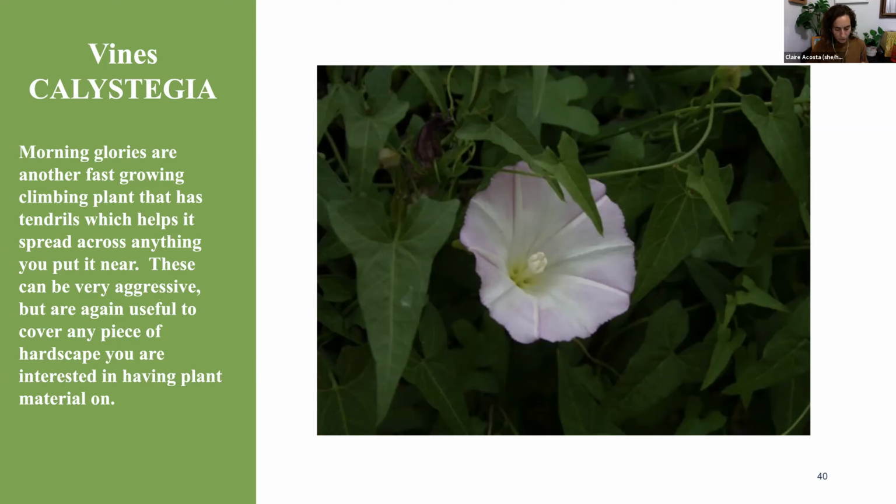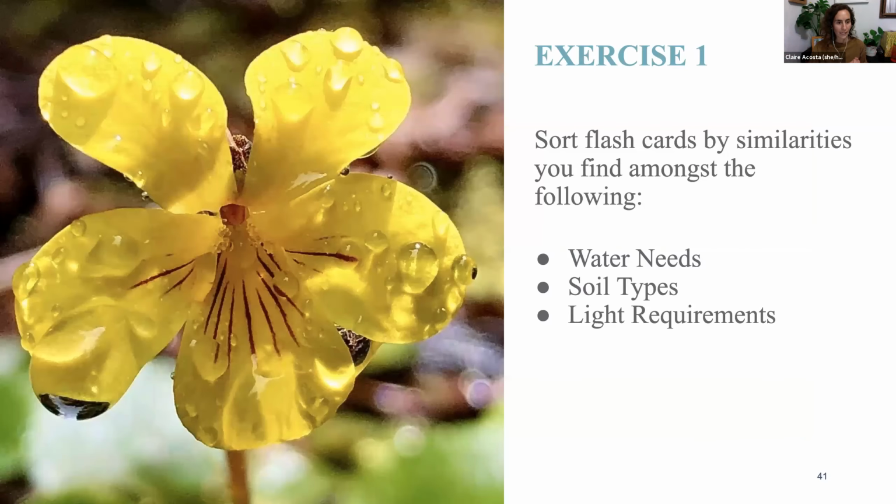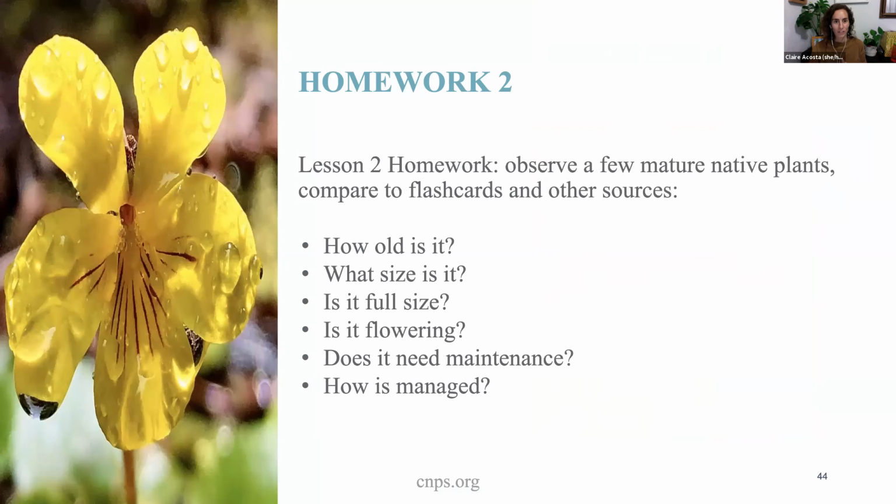I want to get to your, well, let's see, I have a couple of exercises we'll get back to, but before I forget, like last week, I'm just going to go to the homework so you have it. The homework is always in the outline, but the homework for this week is to observe one native plant, but you can do a few, in a garden setting, not in the wild, and use your flashcards or whatever resources you want to learn about it and compare resources, because they're not all the same.